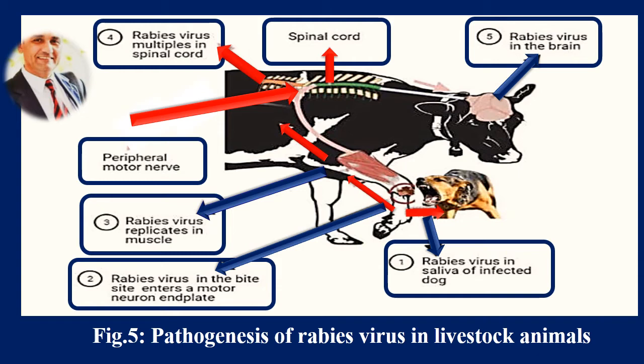So it will reach the peripheral motor nerve. Then the rabies virus multiplies in the spinal cord. From the spinal cord, the rabies virus will come to the brain, and then will enter the salivary gland and replicate, and the saliva becomes infected with the virus and a source of infection.